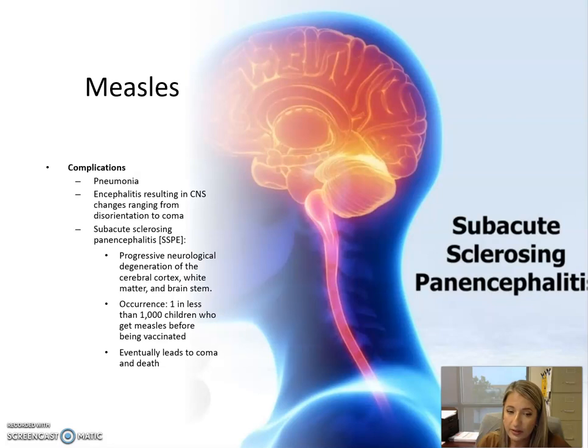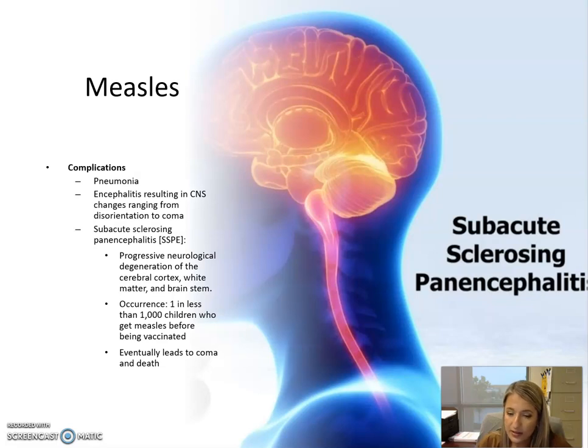So unfortunately, this condition is 100% fatal. If measles progresses to the point where someone develops SSPE, there's nothing that can be done. Eventually, brain function will stop. The patient will go into a coma due to the degeneration, and ultimately it will lead to death.